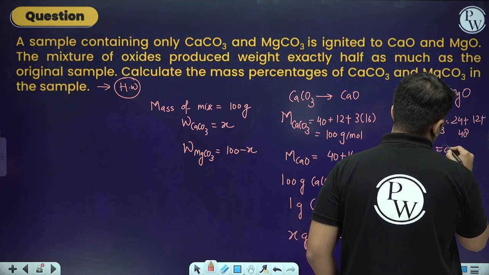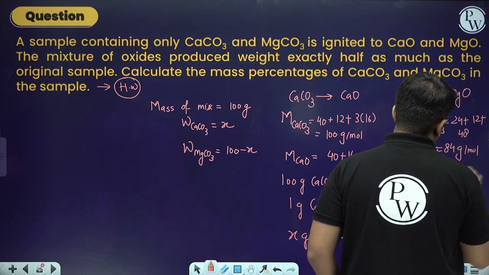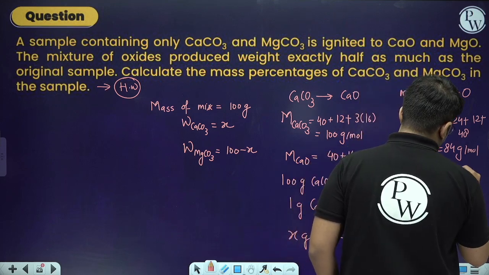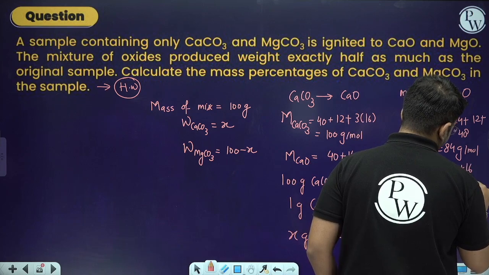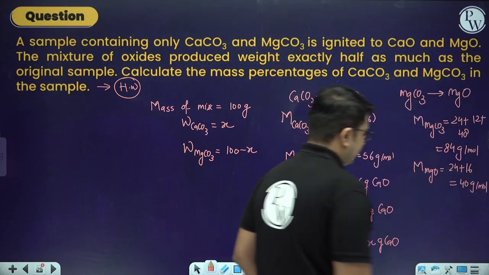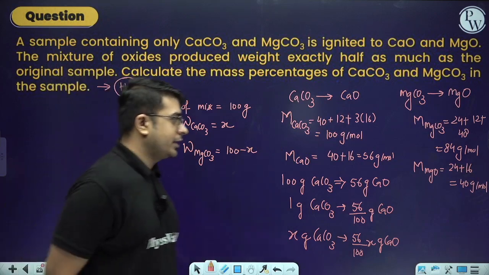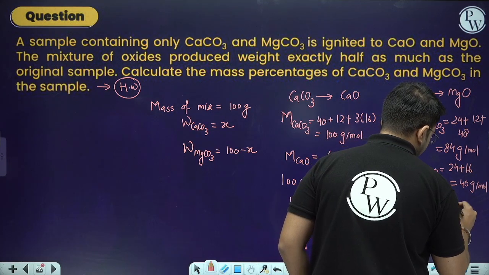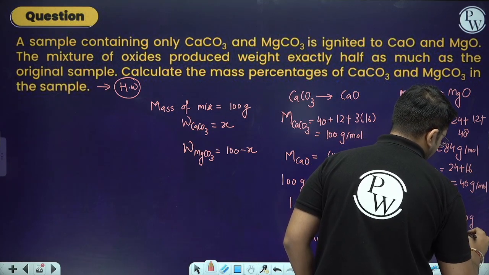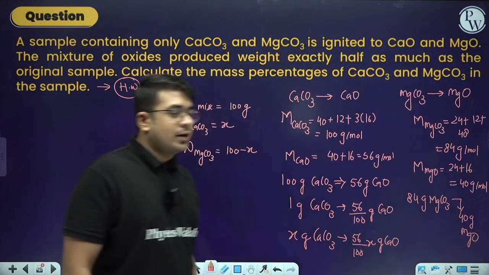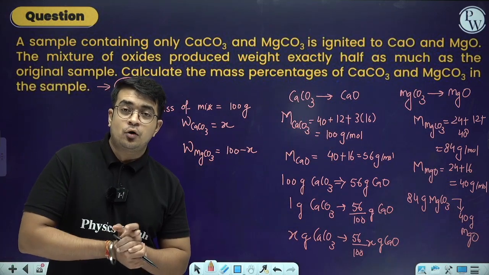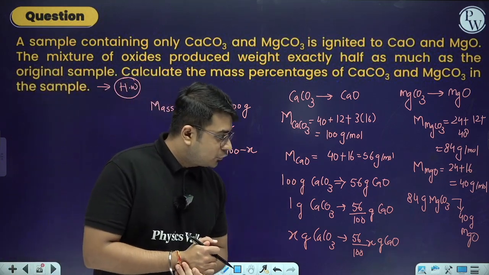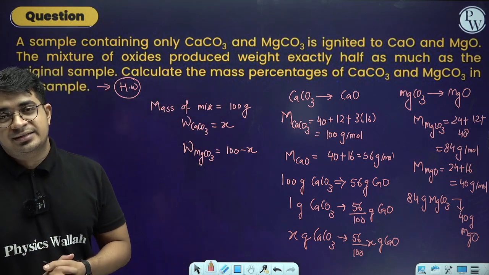That will be 84 gram per mole. Molar mass of MgO will be 24 plus 16, which is 40 gram per mole. Okay. So, I have given you most of the hint. Again, you can see that 84 gram of MgCO3 will form 40 gram of MgO. So, 1 gram of MgCO3 will form 40 divided by 84 gram of MgO. 100 minus x gram of MgCO3 will contain 40 divided by 84 multiplied by 100 minus x gram of MgO.